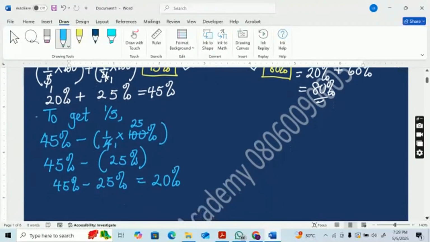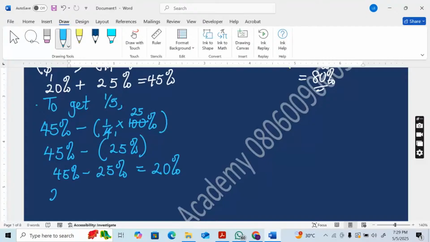Then we are going to change 20% to fraction. When changing percentage to fraction, divide that percentage by 100. So 20% is 20 over 100. Then you reduce it to the lowest term by dividing the numerator and the denominator by the same number. 20 divided by 20 is 1, over 100 divided by 20, that is 5. So you can see that we were able to get 1 over 5.